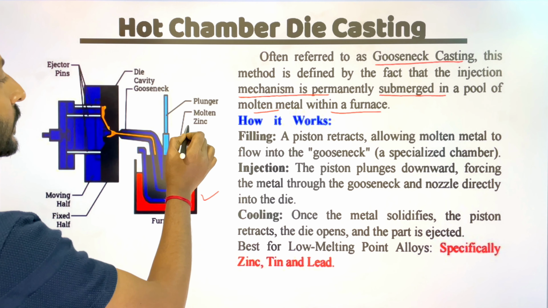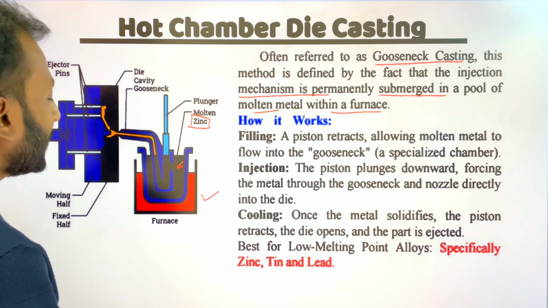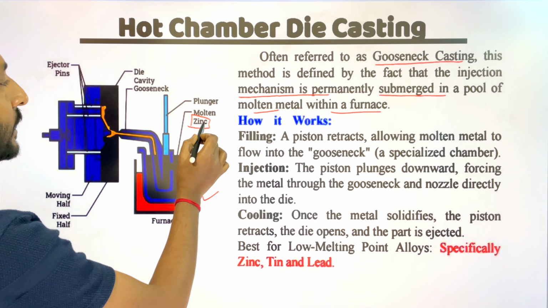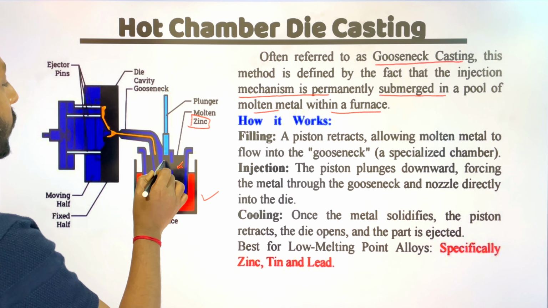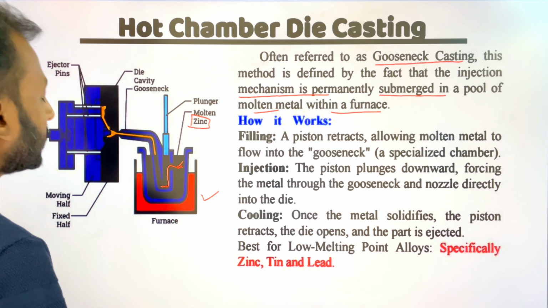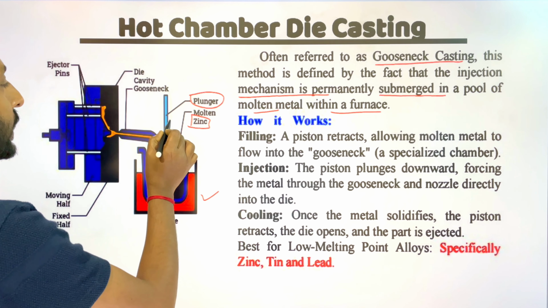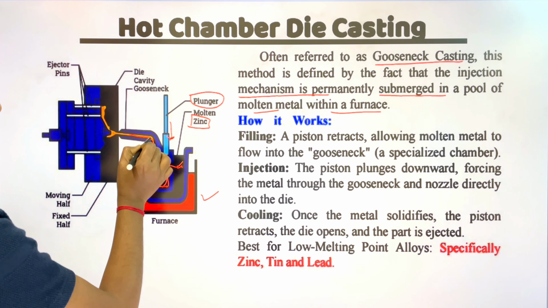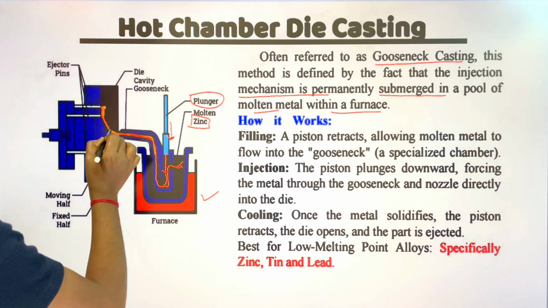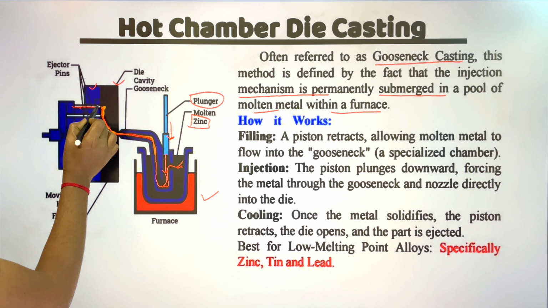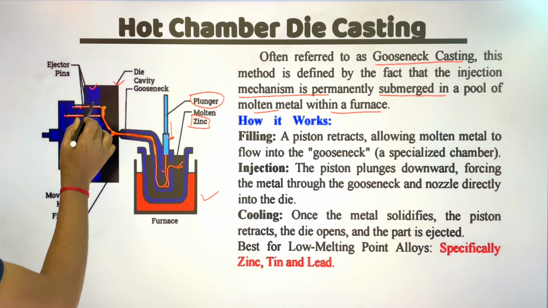Let's suppose the molten metal is zinc and we are continuously heating it, and the zinc is melted. This molten zinc enters this cylinder, and with the help of the plunger we create force on the molten metal, and the molten metal enters through this gooseneck into the mold cavity. This is the mold cavity. This is the fixed die, and this is the movable die, and these are the ejector pins.